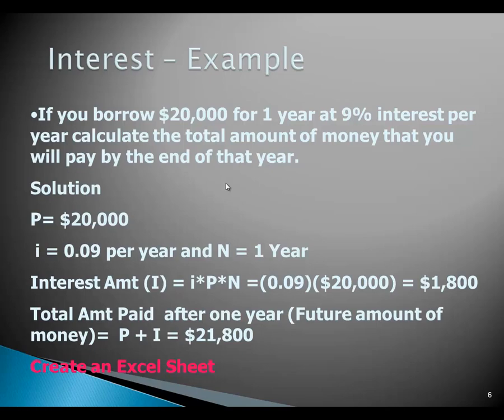You can also create an Excel sheet to automatically calculate the interest rate, the total amount to be paid, or even the principal itself. If you don't know how to do that, you can come to my office during office hours and I will be more than glad to help you. All you need is to insert this formula into the Excel sheet. And like I said, I want you to practice that, see if you can do it yourself. If you cannot do it yourself, just let me know and I can work with you on that.